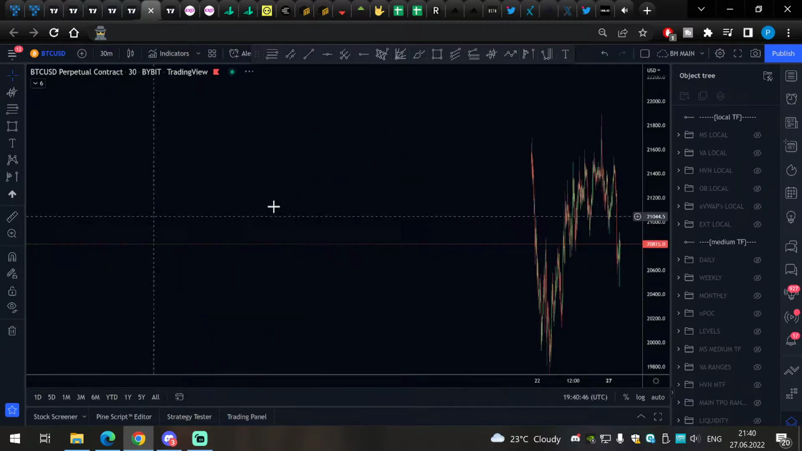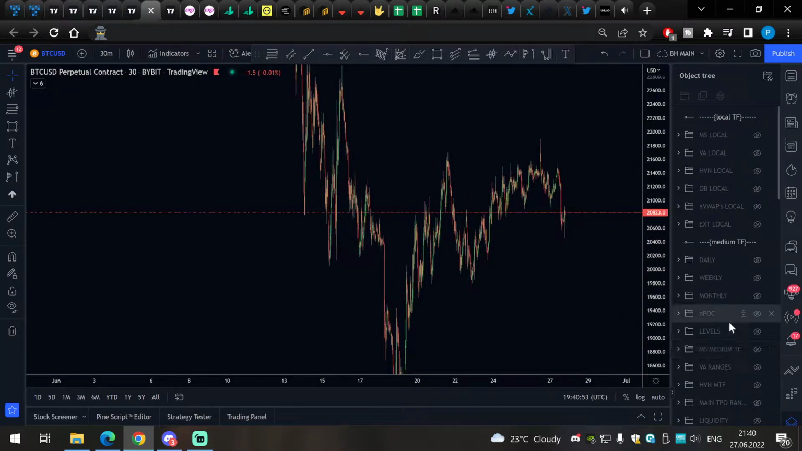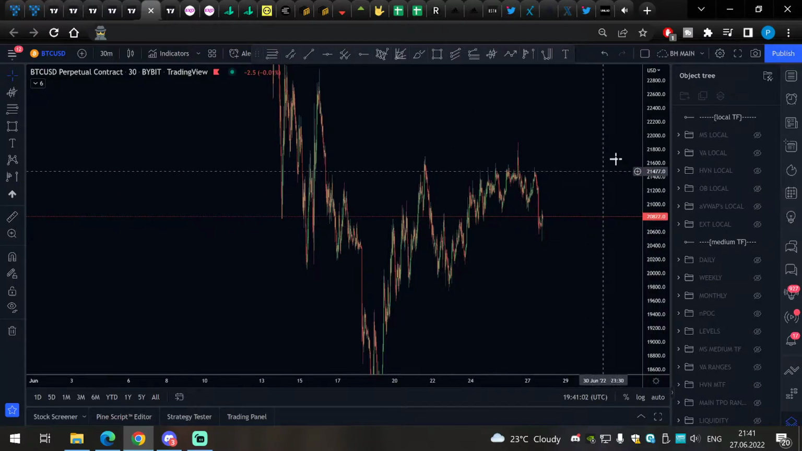Let's have a look at the 30-minute time frame. We will go from local time frame to medium and to high time frames. And then we can have a look at Binance and really long-term, 10 years of charting of Bitcoin. So you can see what we are doing on that scale as well.